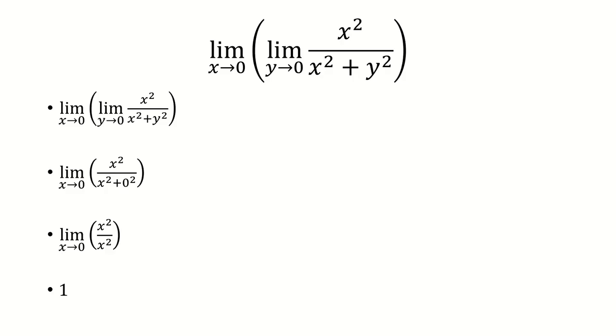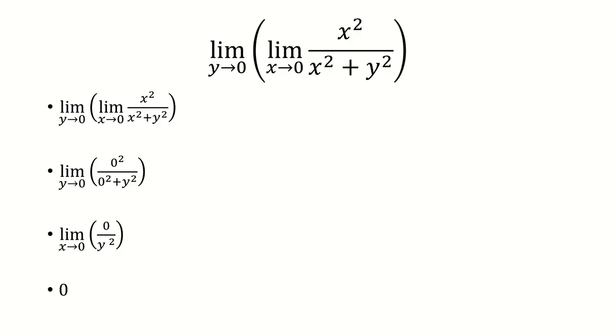So in this case, it's the limit as y approaches 0 of x squared over x squared plus y squared. What we have to do is substitute y equals 0 to get x squared over x squared plus 0 squared. The 0 squared is just 0. That cancels, and we're left with x squared over x squared, and the limit as x approaches 0. X squared over x squared is 1. So the limit as x approaches 0 of 1 is just 1.